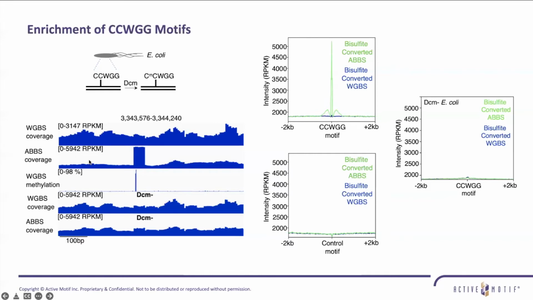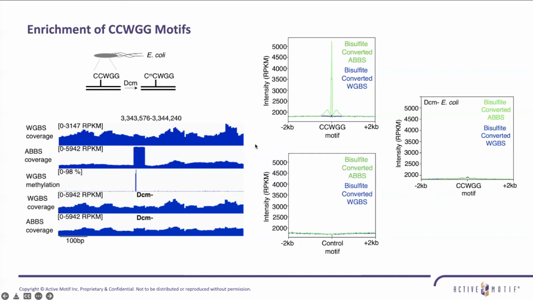Now, with the ABBS coverage, we can directly see that there is a big peak in the middle of the track. This peak corresponds exactly to where methylation has been called by Bismark using methylation data, and that's exactly where we can find the CCWGG motif as well. When we delete the DCM enzyme in E. coli, we see that this peak disappears. So it's a good control to show the specificity of the assay.